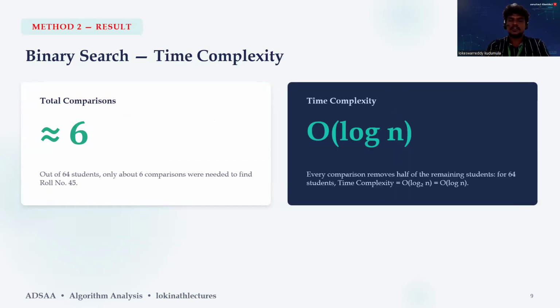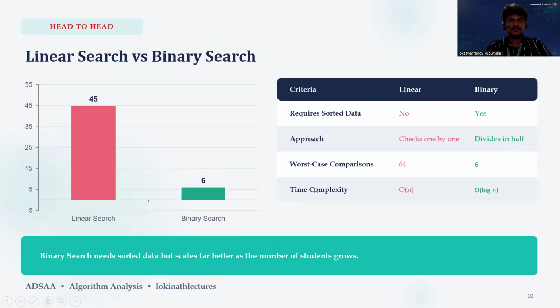Sorry, 6 comparisons. If you observe, the total comparisons we require to find the required roll number is 6 comparisons. So what's the time complexity of binary search? Big O of log n. Here, head to head means linear search versus binary search.